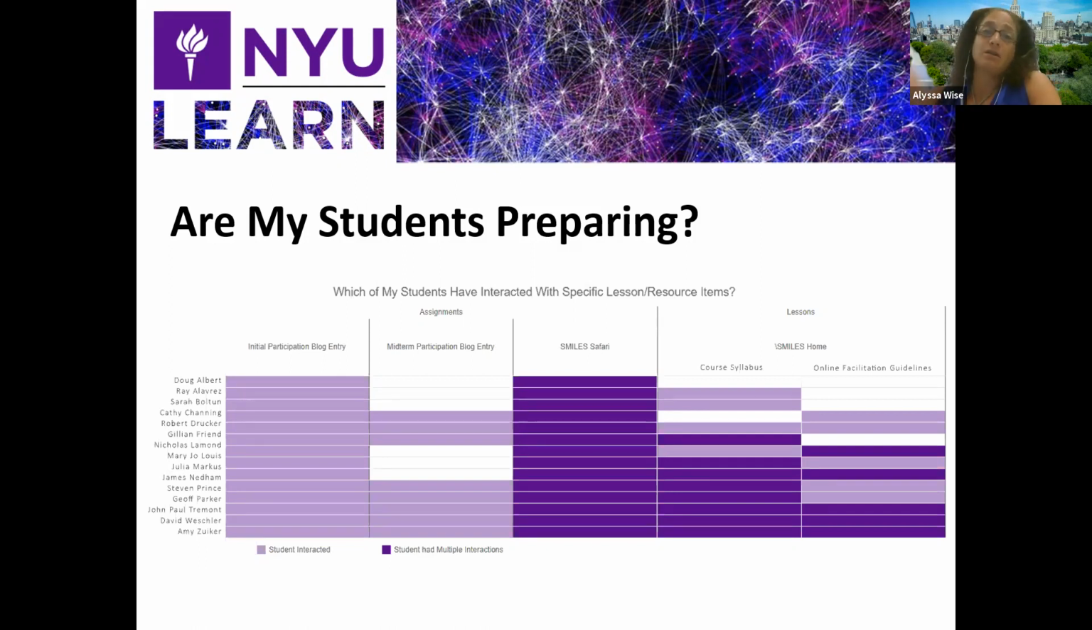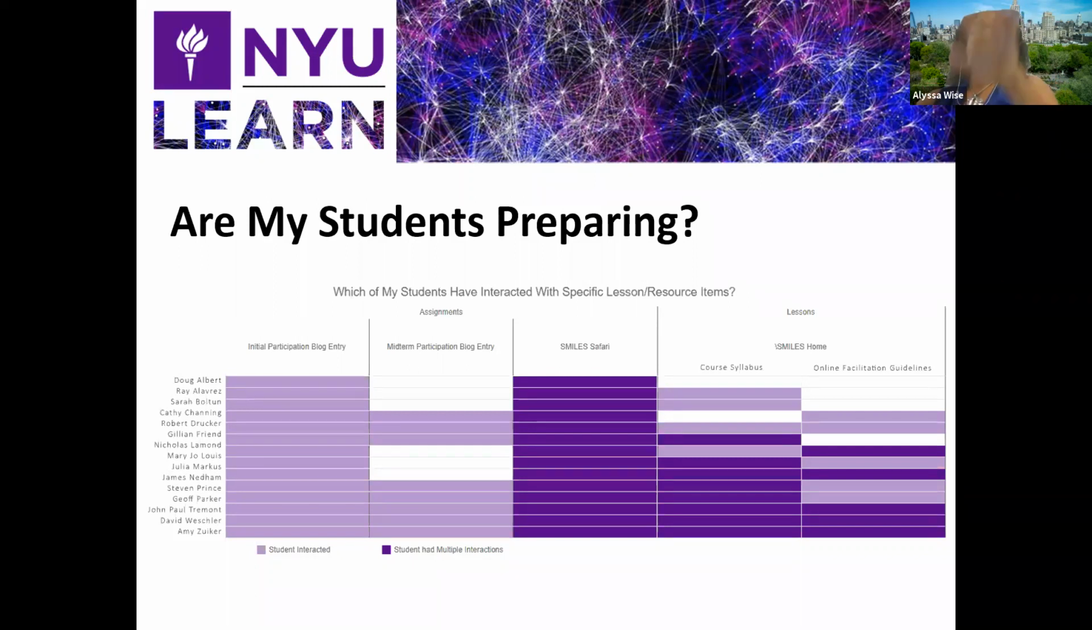Down the left-hand side are names of students, not real students in this case, and across the top are different assignments and lessons. If the student has accessed it, it shows up in light purple. If they've accessed it multiple times, it shows up in dark purple. As an instructor, this can tell me a bunch of things. I can see the student in the first line has not looked at the course syllabus or the online facilitation guidelines or done their midterm participation blog entry. So that's a student I might really want to check in with.